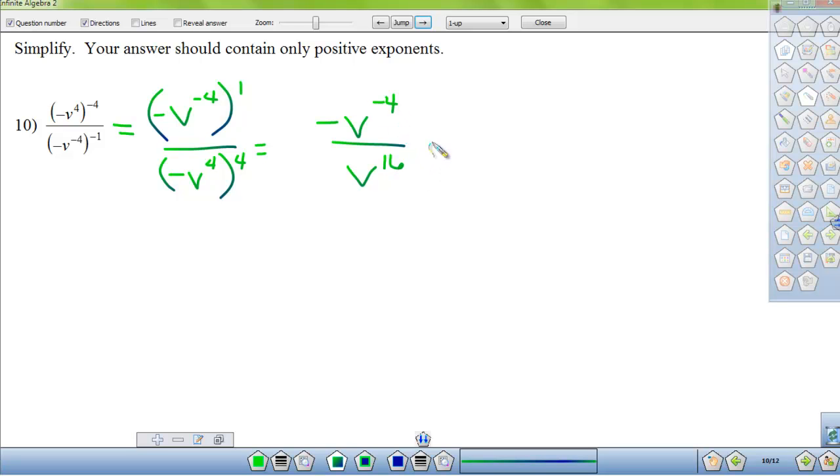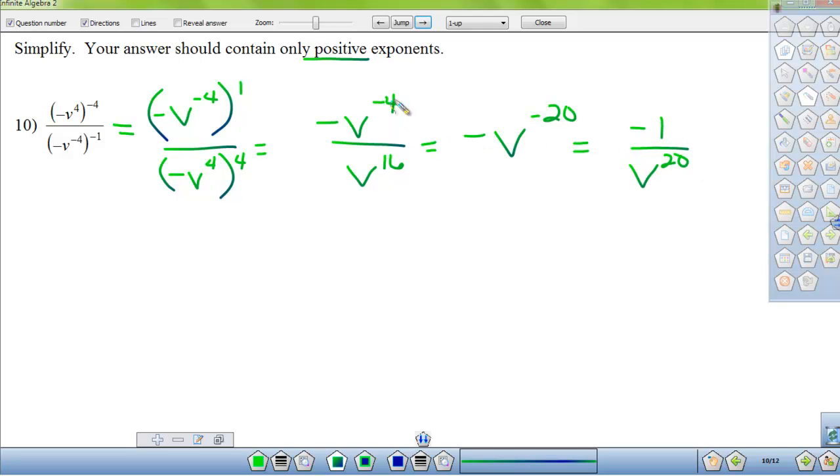Now, of course, we can apply the power rule. We can subtract these. Negative 4 minus 16 is negative 20, so that could be v to the negative 20th power. Of course, we want to make sure we use only positive exponents, and so we can make that negative 1 over v to the 20th power.